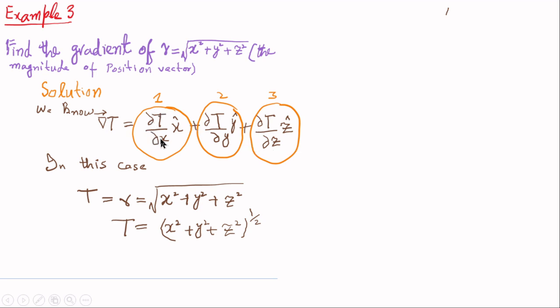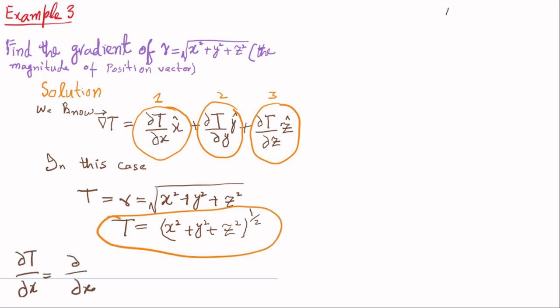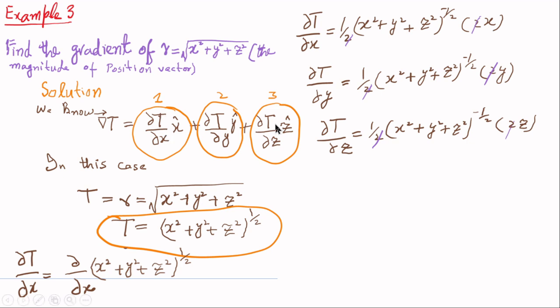So we will take the first term, partial T over partial x. This is T, and we take the derivative of this T with respect to x. We apply the power rule. We write the power, which is 1 by 2, then we write the function, and we subtract 1 from the power. 1 by 2 minus 1 is equal to minus 1 by 2, and then we take the derivative of the inside, which is 2x.